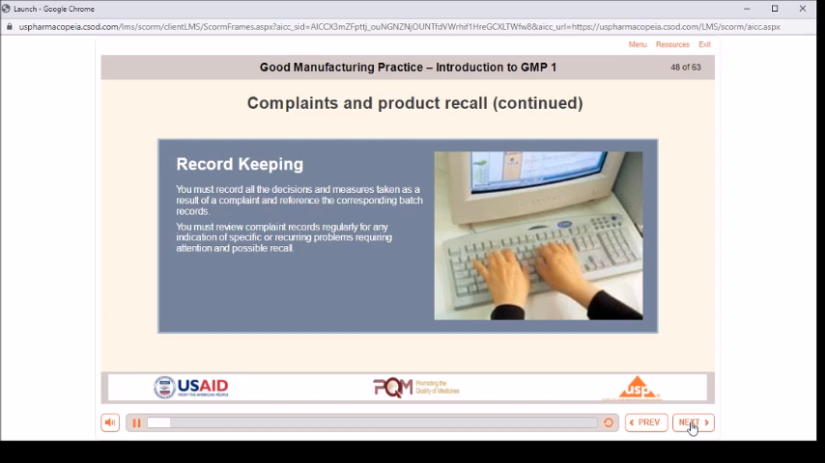Complaints and product recall. Continued. Record keeping. You must record all the decisions and measures taken as a result of a complaint and reference the corresponding batch records. You must review complaint records regularly for any indication of specific or recurring problems requiring attention and possible recall.